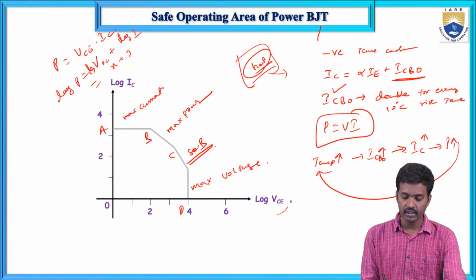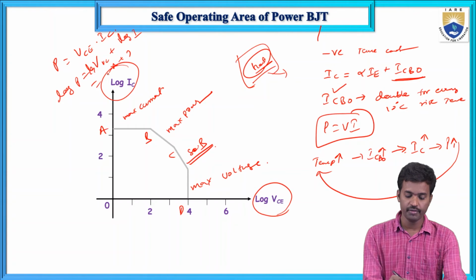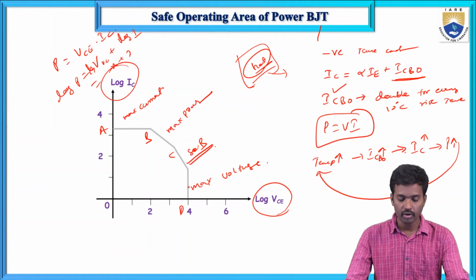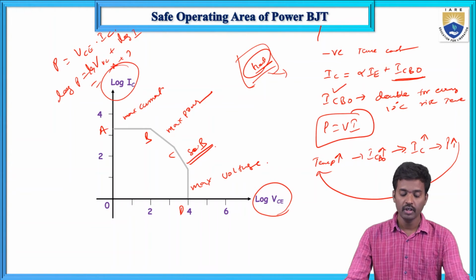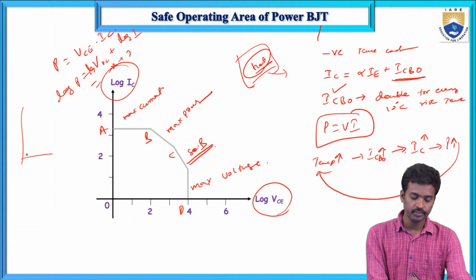So this is in logarithmic scale only. If you draw the graph between log of IC and VCE, this is the safe operating area. What do we mean by safe operating area? Here the load line and these are the output characteristics. VCE on one axis and IC on the other. This is the load line.